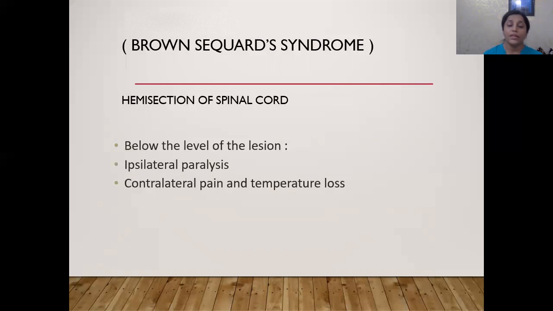Here, below the level of the lesion, we see paralysis of the same side. That is, muscles of the same side get affected. Because why? This is the lesion of the spinal cord, and we have seen that the dorsal column is ipsilateral. So ipsilateral paralysis. And contralateral pain and temperature loss. Because why? In the spinothalamic tracts, we have seen lateral spinothalamic tracts, the crossing over is at the level of the second order neuron, that is at the level of the spinal cord segment where the neuron had entered.